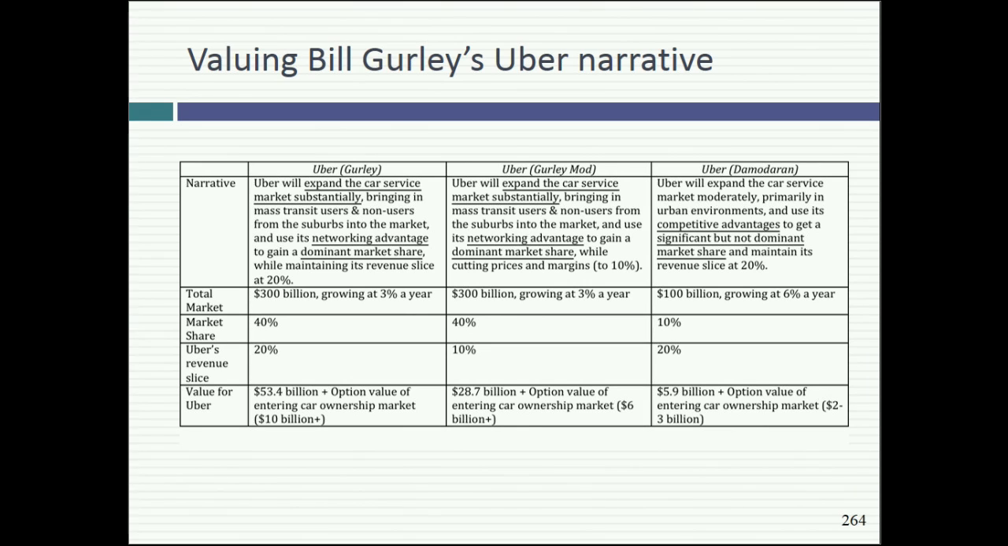Instead of a market of just car service, it's logistics at 300 billion instead of 100 billion. And instead of a 10% market share, you have a 40% market share. So I sent him the value back, 53 billion. I said, do you like this?